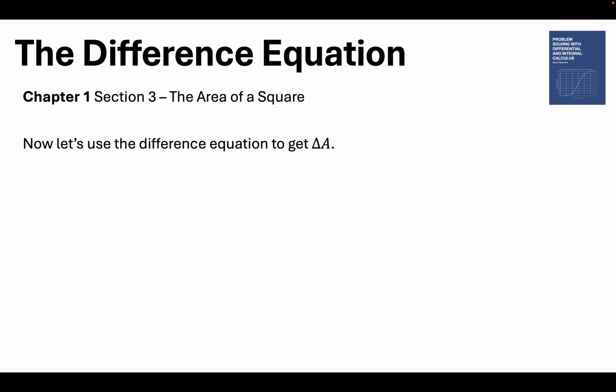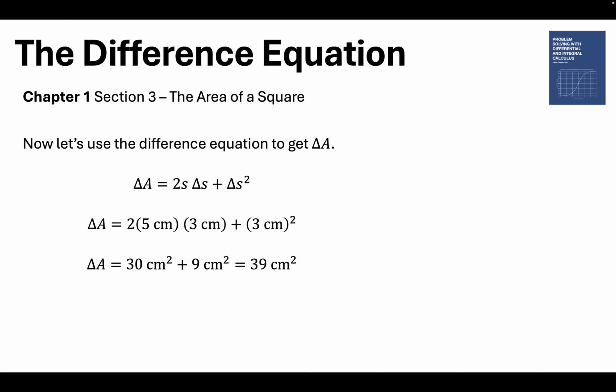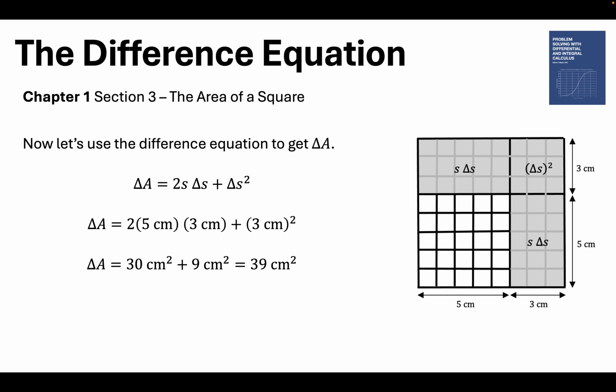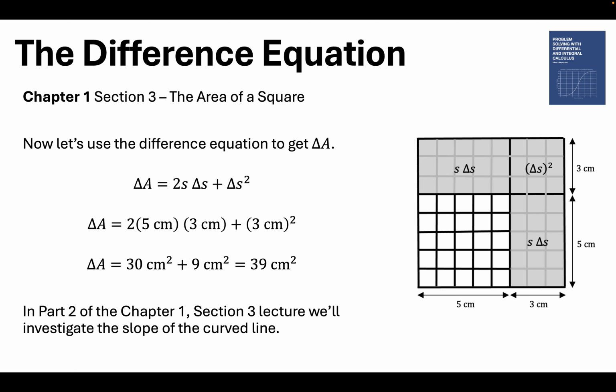Now we're going to use the difference equation to get that same number. So s is 5 centimeters, delta s is 3 centimeters. 2s delta s, that's 30 square centimeters. 3 centimeters squared is 9 square centimeters, so we get our delta A as expected. And we can look at a picture. There's 5 by 5, there's 25 squares there. This rectangle is 3 by 5, which is 15 square centimeters. Here's another 3 by 5 rectangle. That gets us up to 30, and this square is 3 by 3, which is 9 square centimeters. That's how we get delta A.